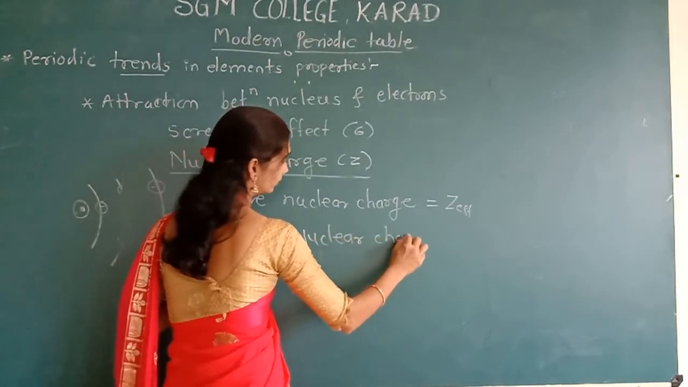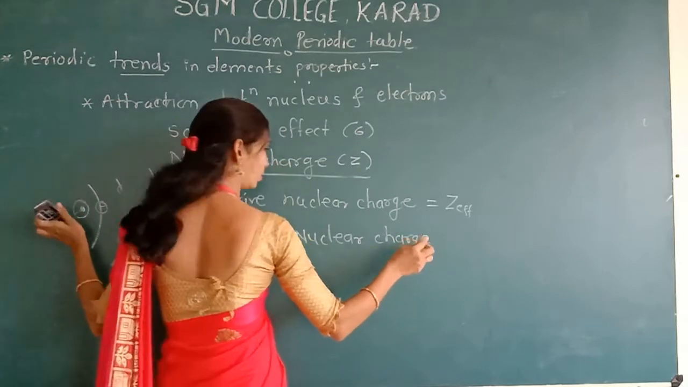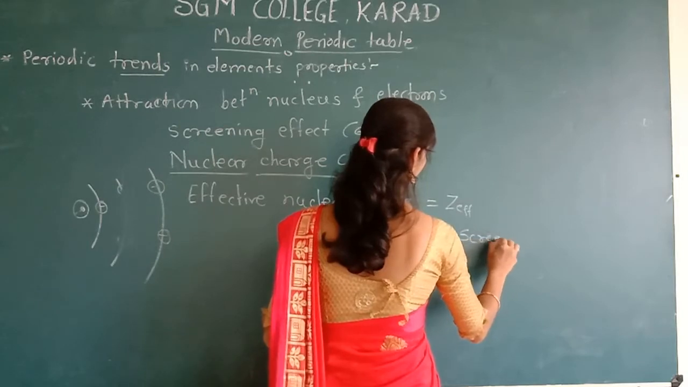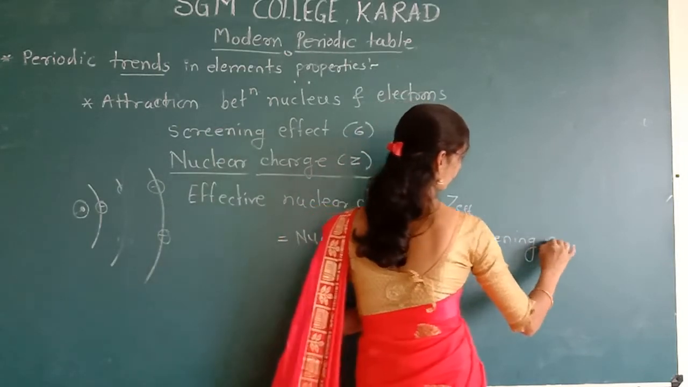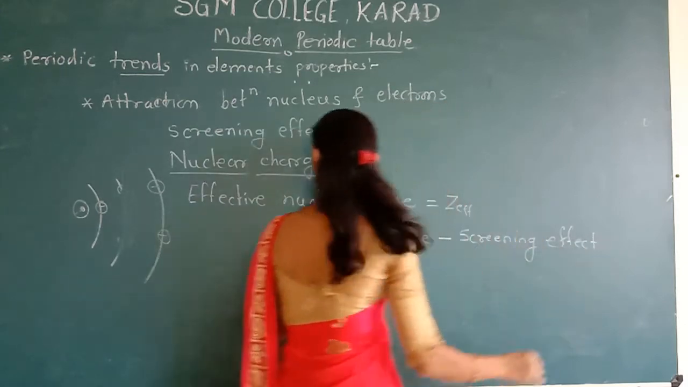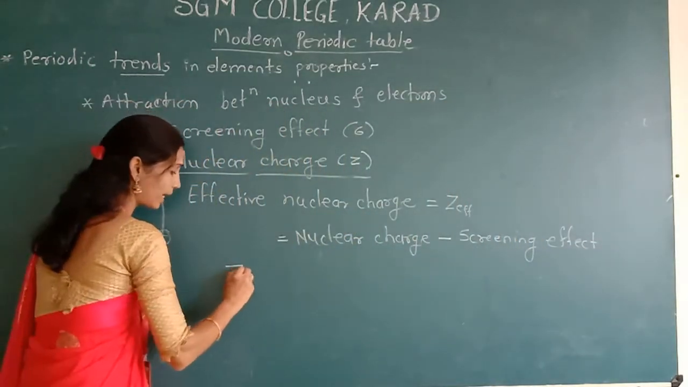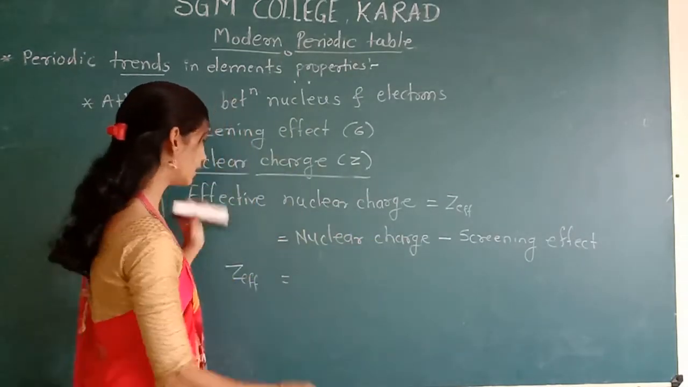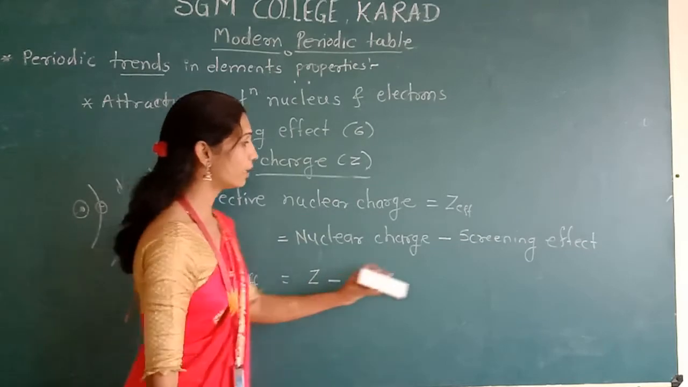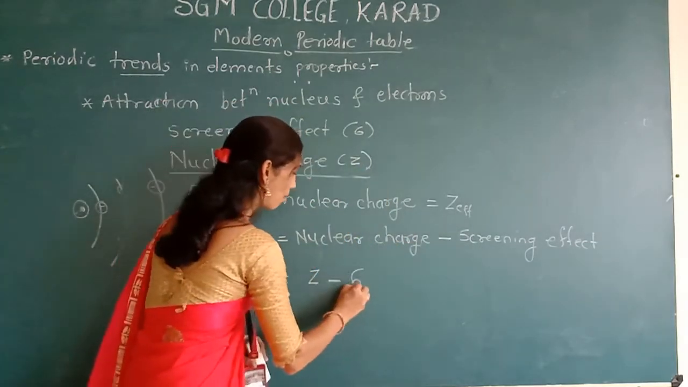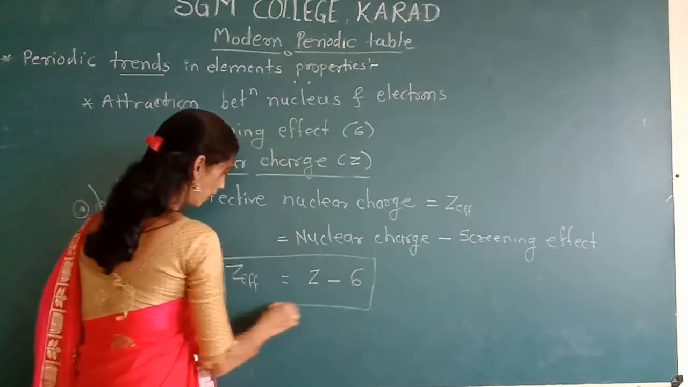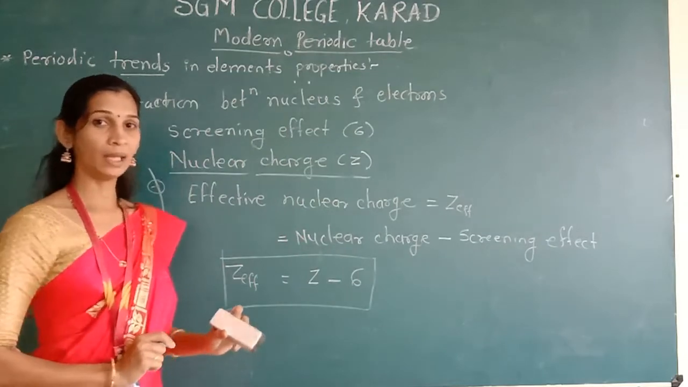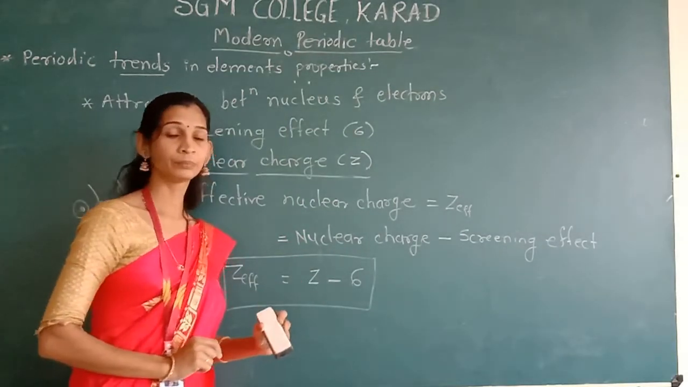Nuclear charge present inside this nucleus minus our screening effect. Now from that we have the formula Z effective is equal to Z, the nuclear charge, minus sigma, the screening effect. By using this we find out the value of effective nuclear charge. We take an example for understanding this.